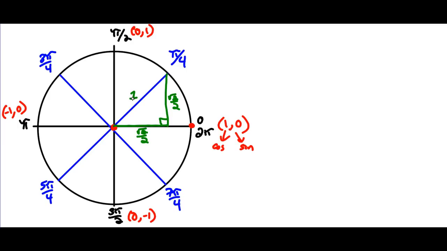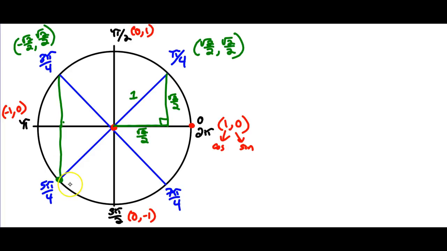And so this ordered pair is the same for the x and y. And this triangle stays the same all the way around the circle. But over here, notice our x value is negative. So that means the cosine is going to be negative. But the sine, the vertical distance, is still a positive square root of 2 over 2. Down below, notice they're both negative here. Just like when you graph on the Cartesian plane, quadrant 3, both x and y values are negative.